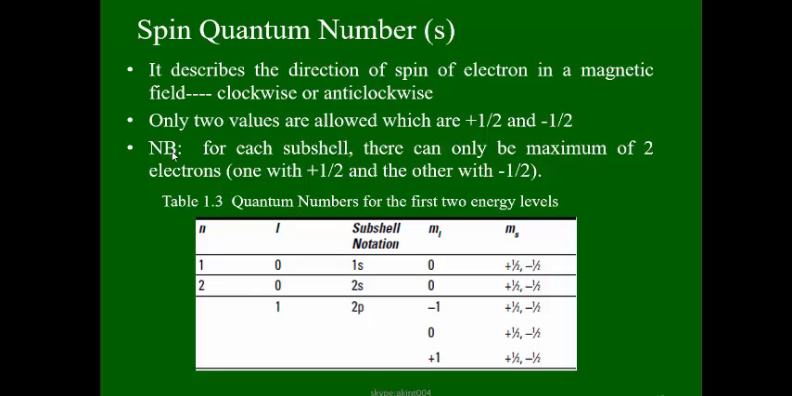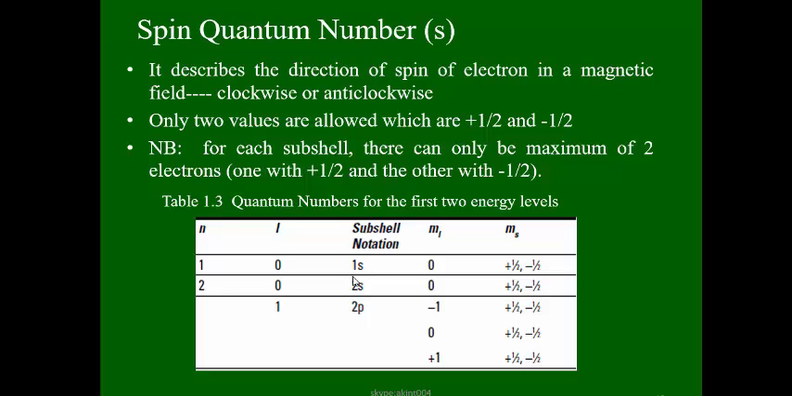You should note that for each subshell there can be a maximum of 2 electrons, one with plus half and the other with minus half. What we are saying is this: if you have a particular subshell, like 1s, there can be 2 electrons maximum. It doesn't mean that there cannot be 1. There can be 1, but there cannot be 3 in the subshell.